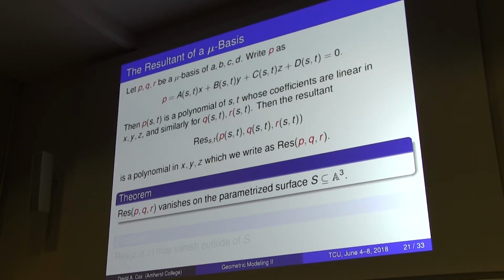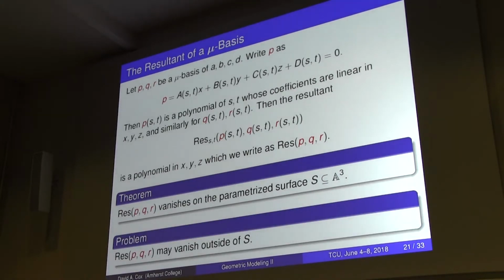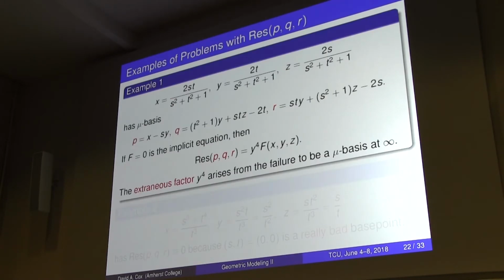And it turns out the resultant does vanish on the parameterized surface. Because remember, in the curve case, when I took the resultant of a mu basis, I got the implicit equation to a power. And so the question is, how close are we to that here? So here's some first indication, well, this guy at least vanishes on the surface, but that's not quite the whole story, because it may vanish in other places as well. In fact, it may vanish in lots of other places. So we're going to see that this is a slightly problematic object.